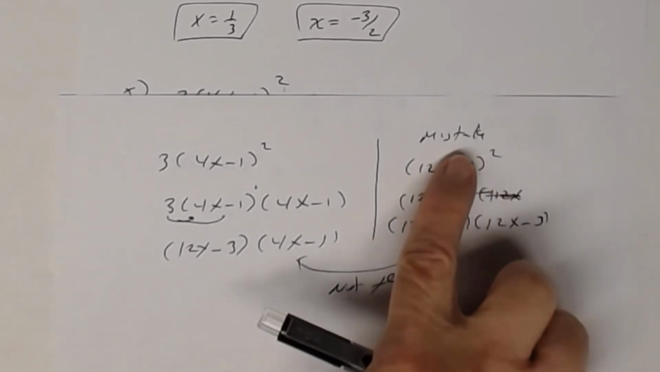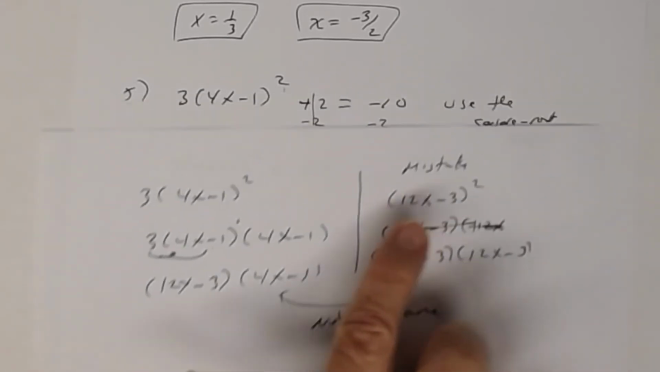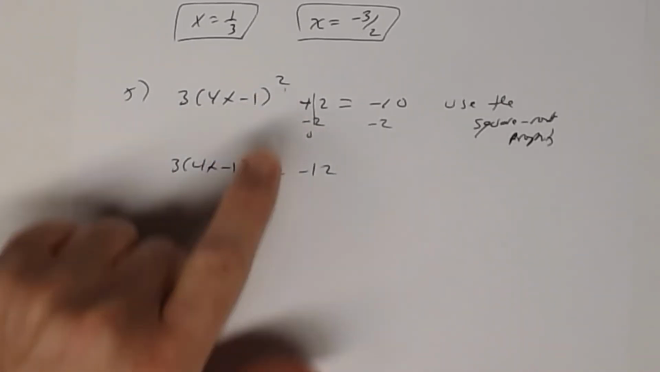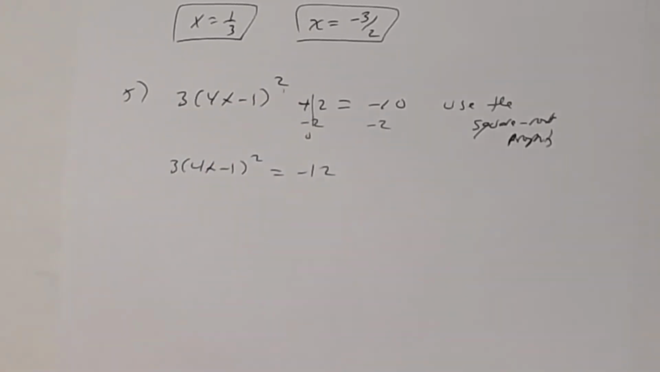So this is a mistake people make sometimes. They're going to want to distribute first. You cannot do that because that exponent is not a 1. So be careful.